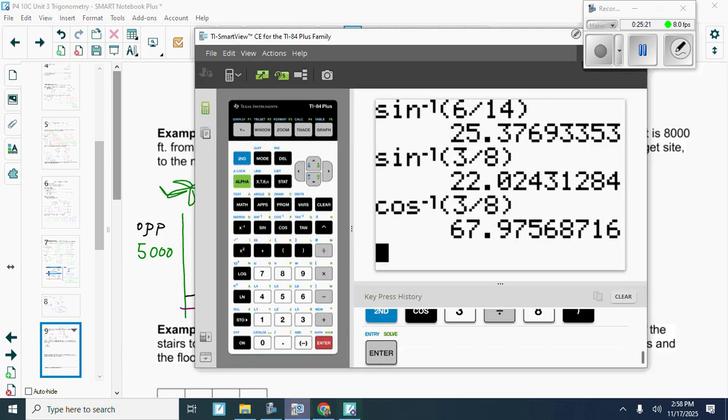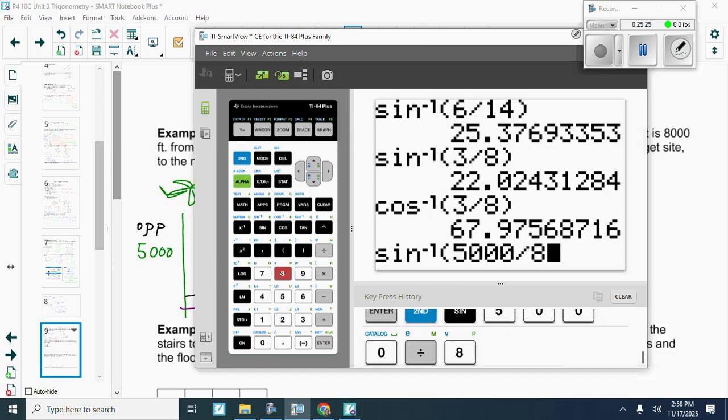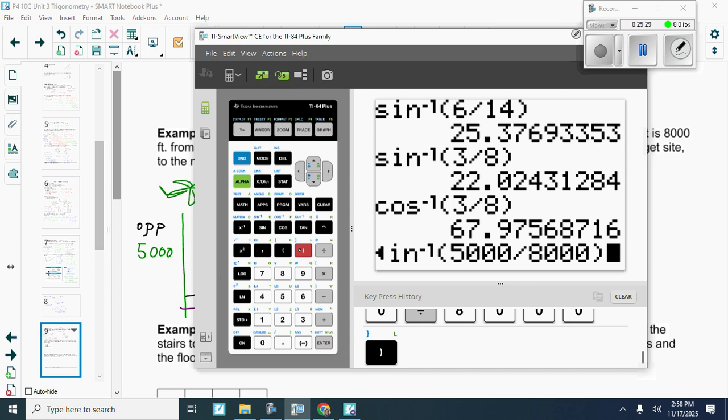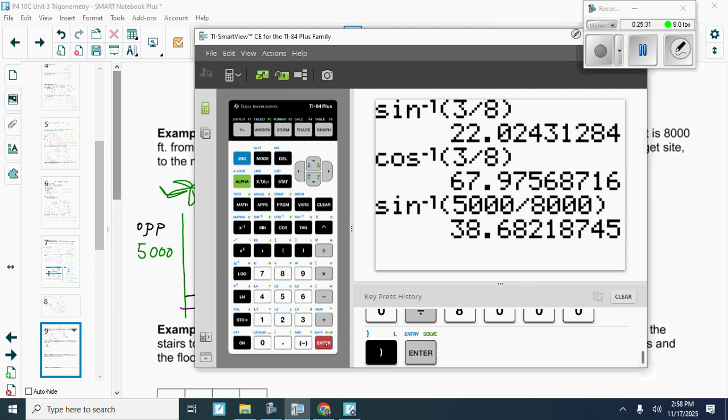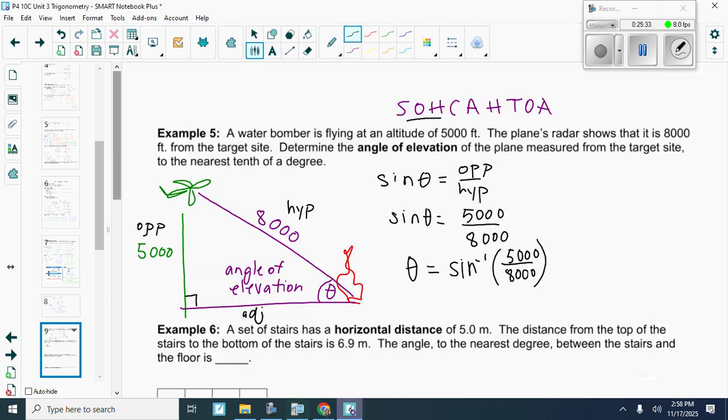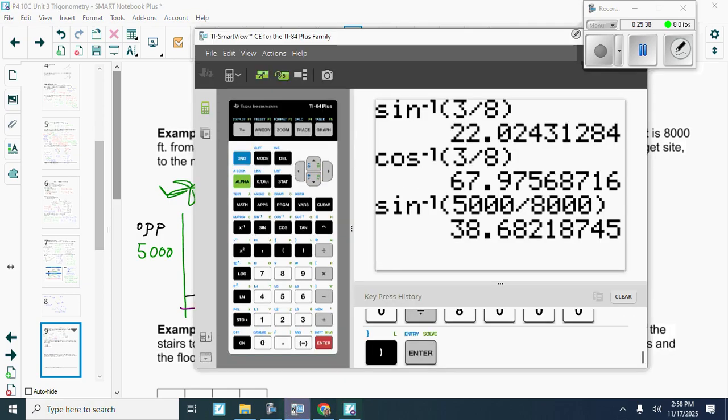Go to your calculator, inverse sine, 5,000 by 8,000. Make sure all my zeros are there. Close my bracket. Okay, and I just double checked my question. It wants it to the nearest tenth of a degree, so I'm going to have to do some rounding. So I'm going to do here 38.7.